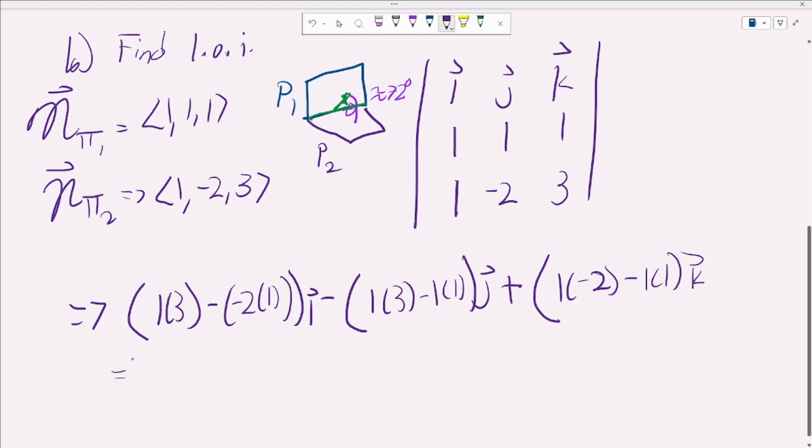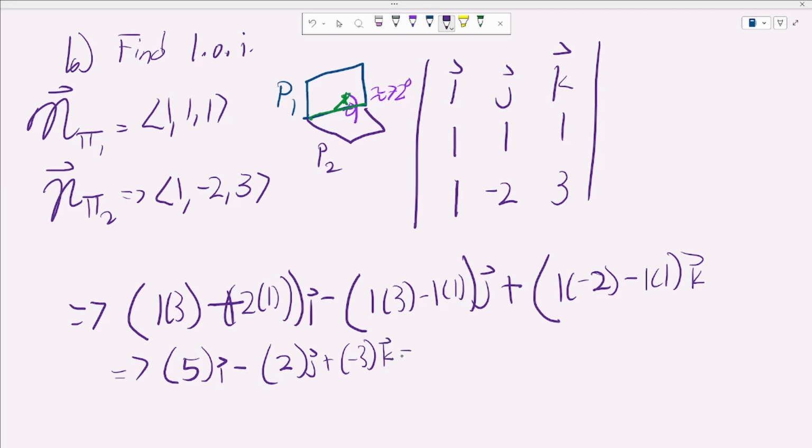So simplifying everything, this negative will become a positive, so it's going to be 3 plus 2, which is 5i, minus 3 minus 1 is just 2, j, plus negative 2 minus 1 is just negative 3, so negative 3k. And then if we write out our normal, let's call it normal 3, just for clarification purposes, we'll have 5, negative 2, negative 3.